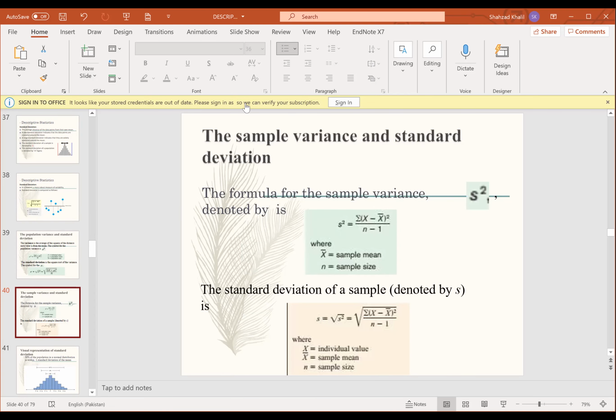Now moving to the sample. First we covered the population, now the sample variance and standard deviation. The sample variance is denoted by small s squared, and this is the formula. X bar is the sample mean and n is the sample size. The standard deviation of the sample is denoted by small s, so when we take the square root of the variance, it becomes the standard deviation of the sample, where x is the individual value, x bar is the sample mean, and n is the sample size.